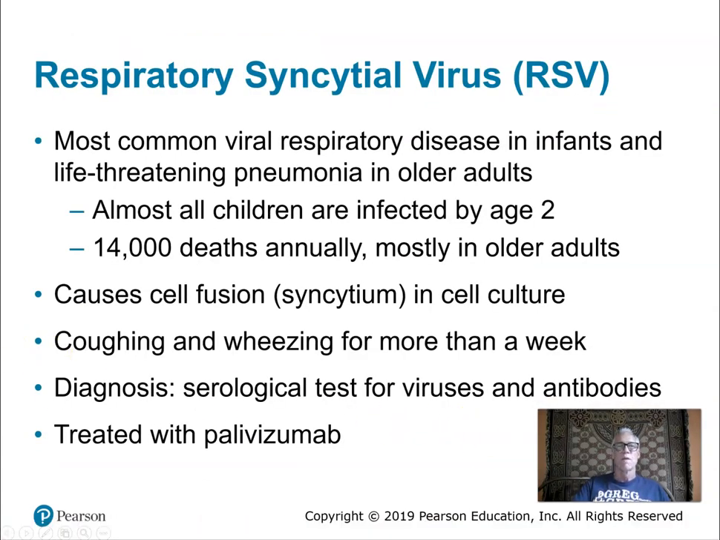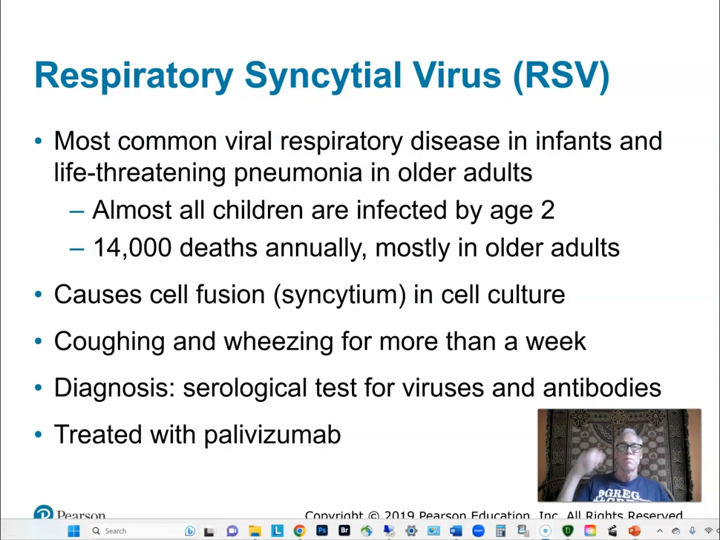So, respiratory syncytial virus: it's the most common viral respiratory disease in infants, and is life-threatening in older people. Almost all children get infected by age 2 because it's so common. It causes cell fusion. A syncytium is a cell that has multiple nuclei because it's been formed by the conflation of multiple cells. Coughing and wheezing for more than a week is characteristic of RSV.